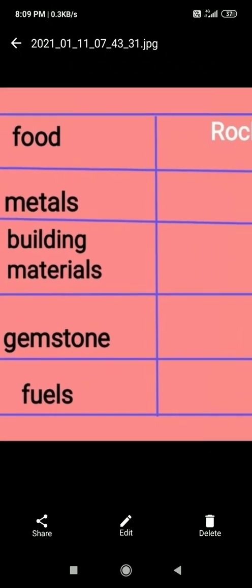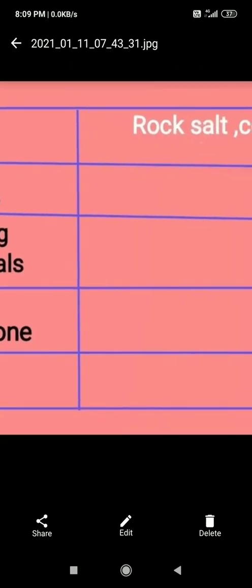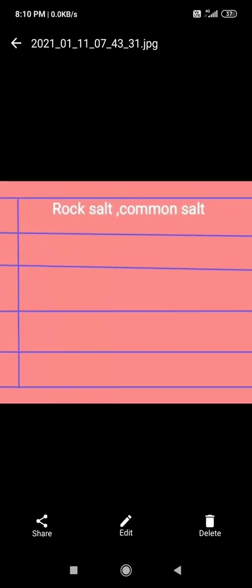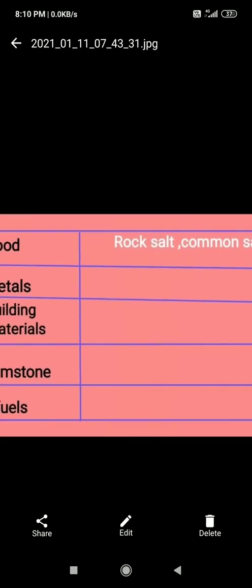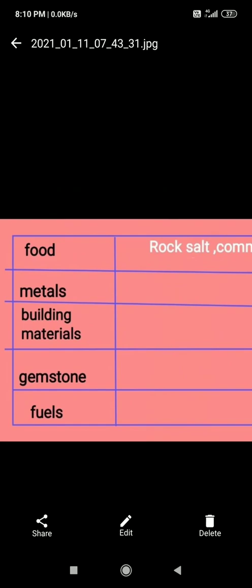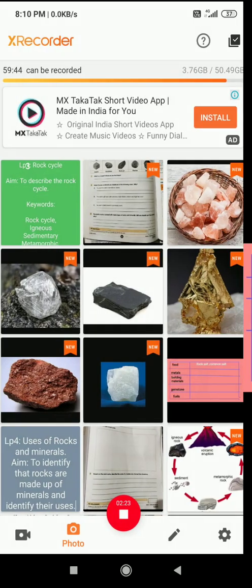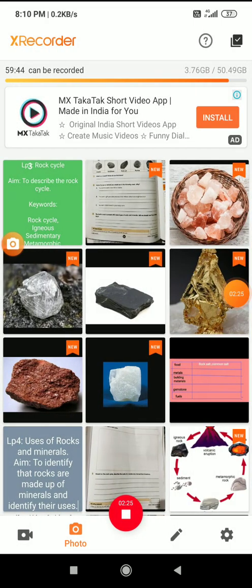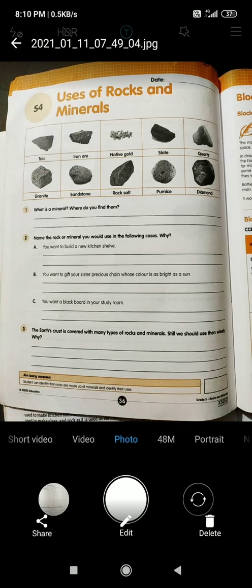What are these minerals? How are these rocks and minerals included as food? Do you know rock salt and common salt? The salt which we are using now is also one type of mineral. Other than metals, all this we will discuss now. You have to draw this one in your classwork, students. So see here, you can see some of the examples which have been given in your volume S4.